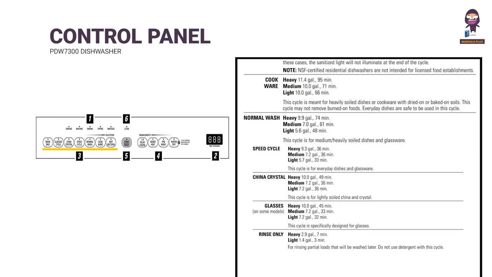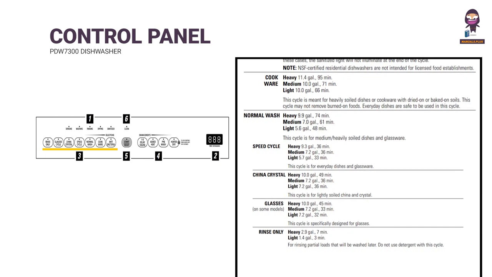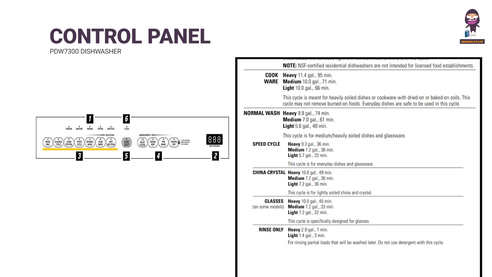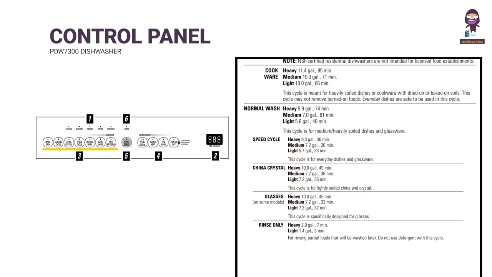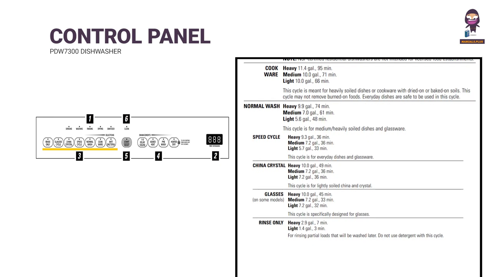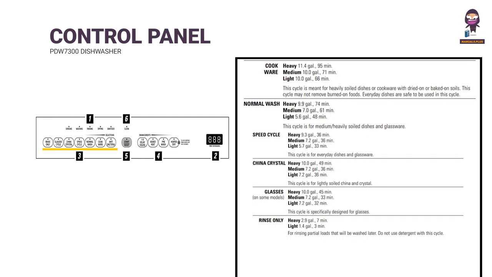China crystal: heavy 10.0 gallons or liters, 49 minutes. Medium 7.2 gallons or liters, 36 minutes. Light 7.2 gallons or liters, 36 minutes. This cycle is for lightly soiled china and crystal.